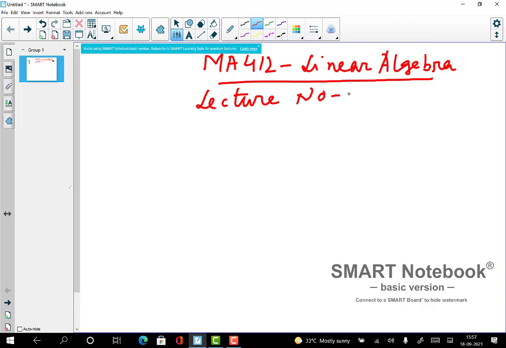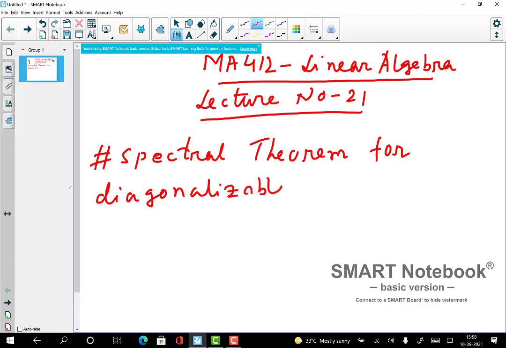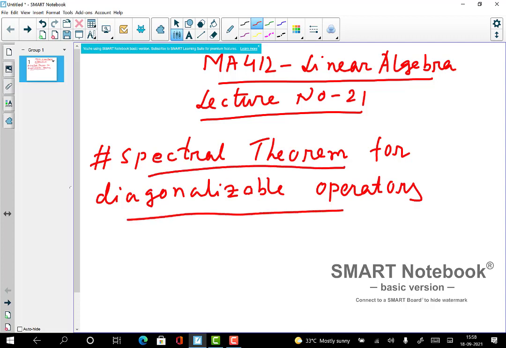Lecture number 21. Okay, and today we are going to discuss something called the spectral theorem for diagonalizable operators. Okay, this is our today's topic, spectral theorem for diagonalizable operators.